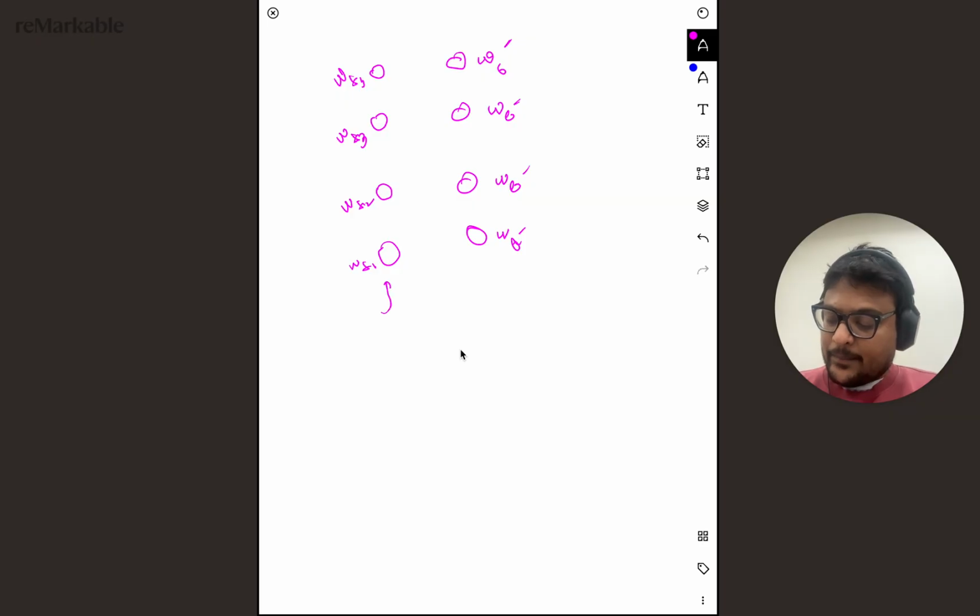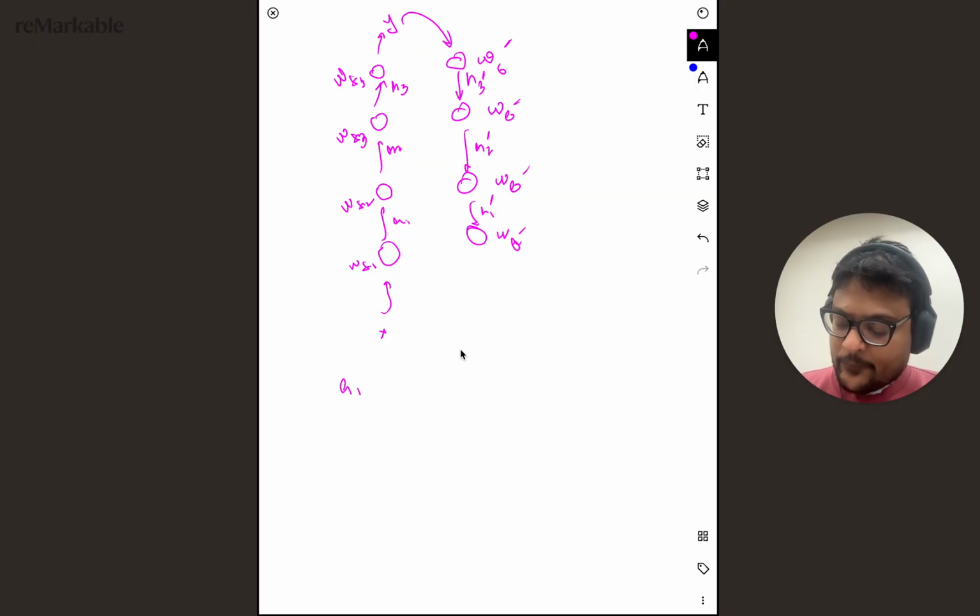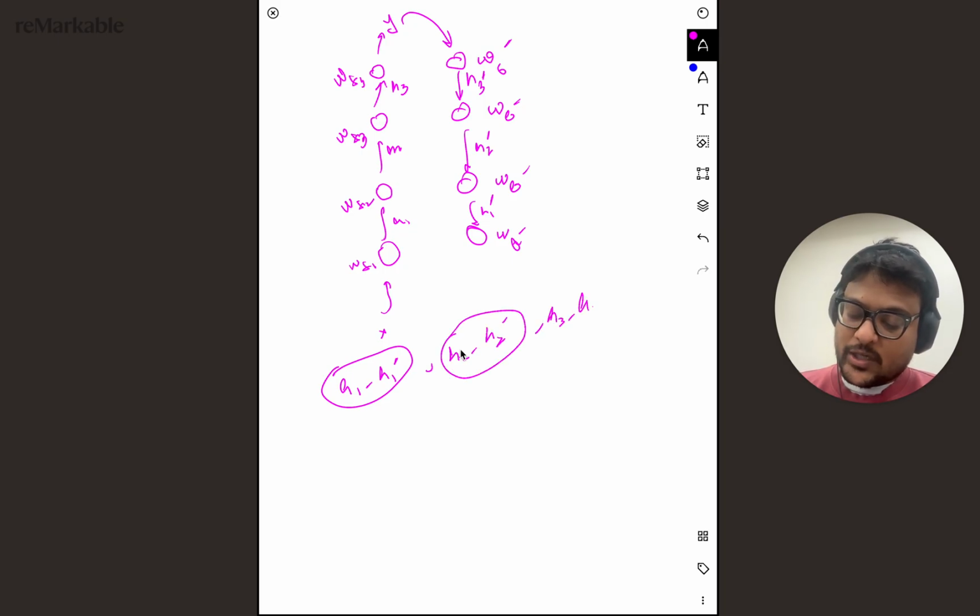You still enforce a constraint: when you pipe in your input activity x, you get h1, h2, h3, and then y. You get this back, and then you reconstruct h3, h2, and h1. Let me call these h3 dash, h2 dash, h1 dash. During the learning process you enforce h1 and h1 dash to be close to each other, similarly h2 and h2 dash, and h3 and h3 dash.